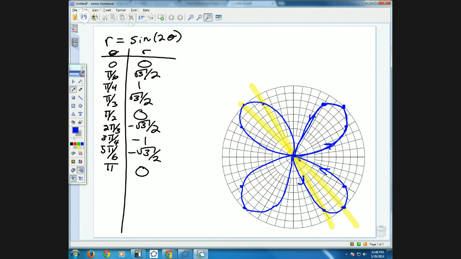So this is the first leaf. This is the second leaf. This is the third leaf. And this is the 4th. And I always thought it was cool watching these things evolve to see what order the leaves appear in. Okay, so we got ourselves a little 4-leaf flower here, 4 petals.